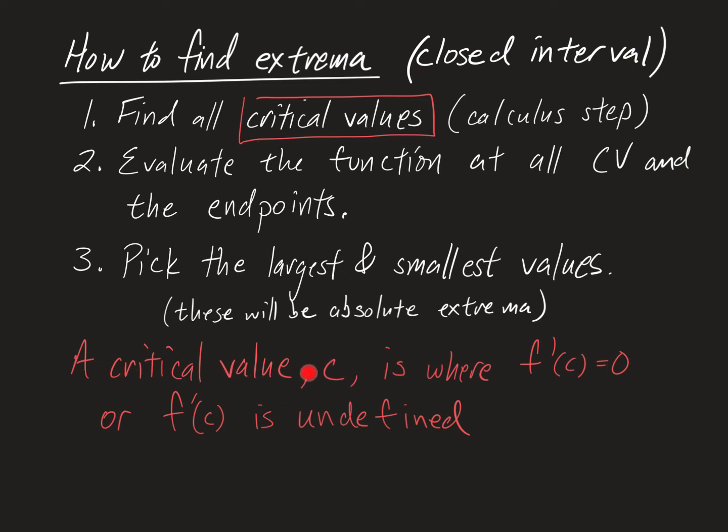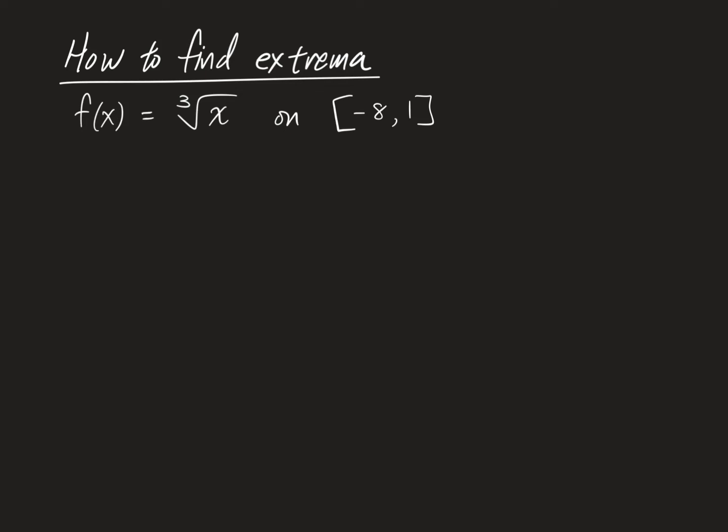And just for reference, I mentioned critical values here. A critical value c is a value that makes the derivative equal to 0 or makes the derivative undefined. Finally, an example. What we're going to do is look at this function on this closed interval and find the extrema. So the first thing we have to do is find all critical points, or all critical values. So we're going to take the derivative of what we're given.